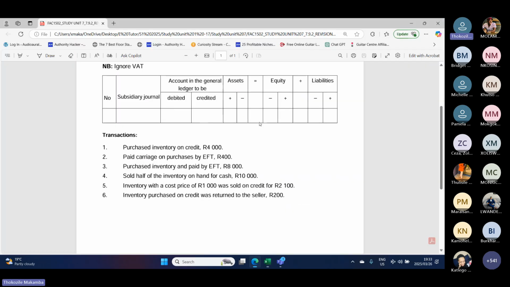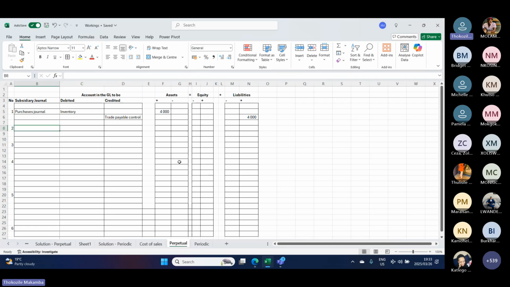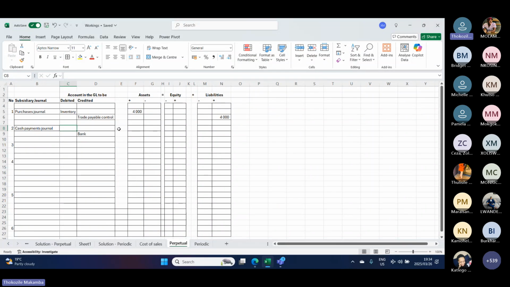Transaction number 2, paid carriage on purchases, 400 Rand. Remember, we are using the perpetual system. But we paid by EFT, so we are in the cash payments journal. Because we're paying via cash, our credit must go to bank. But we're paying carriage on purchases, which is part of the cost of acquiring your inventory, so we debit inventory. Asset is up 400, and this time we are crediting bank, so asset is also going down by 400 Rand.